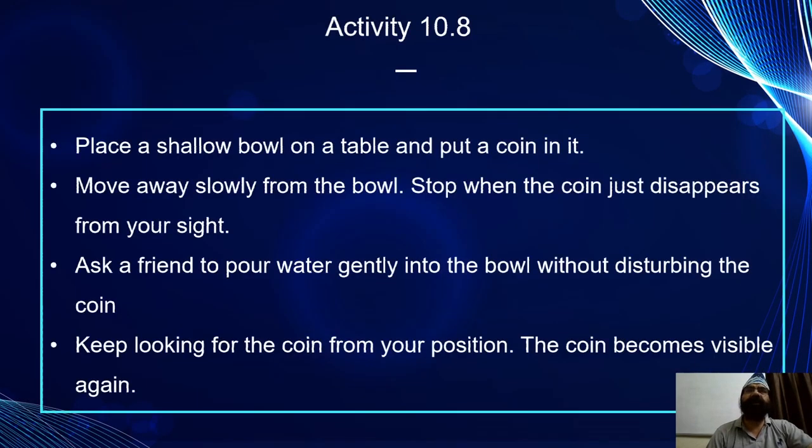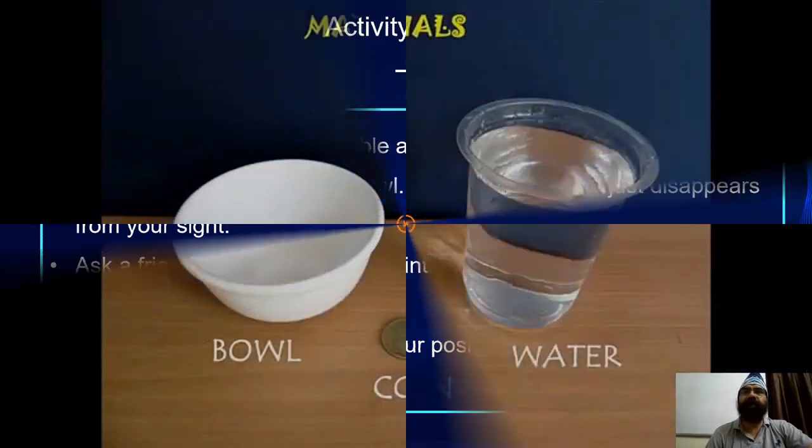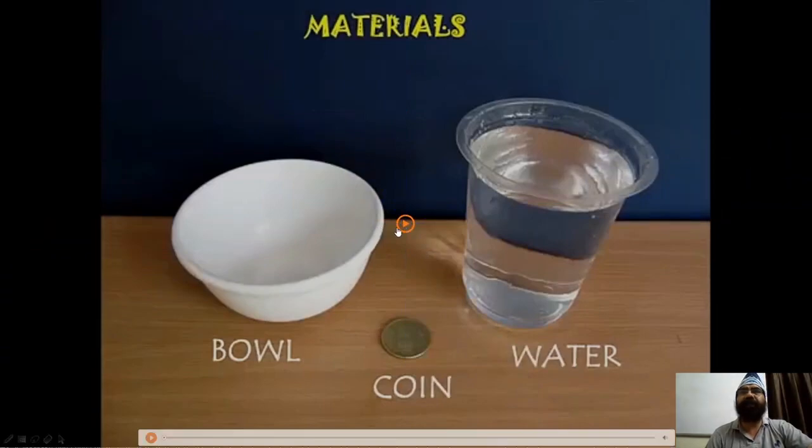So we start with activity 10.8. We say that take a shallow bowl on a table and put a coin in it. Now move away from the bowl. Stop when the coin just disappears. Then ask one of your friends to pour water into it gently without disturbing the coin. You keep on looking from that position from where you had stopped seeing the coin, and the coin becomes visible all over again. Let's have a look at the video to understand this activity better.